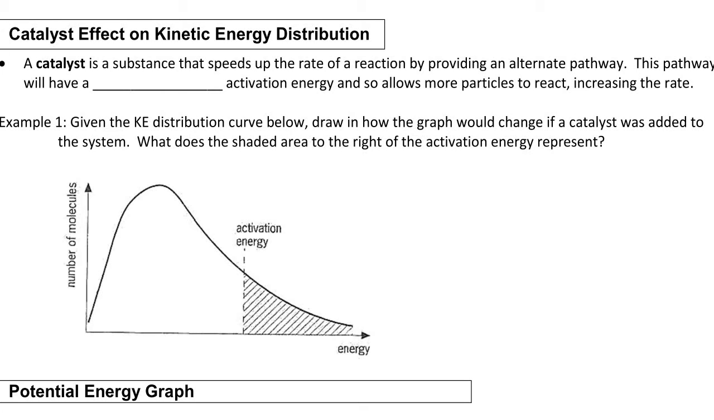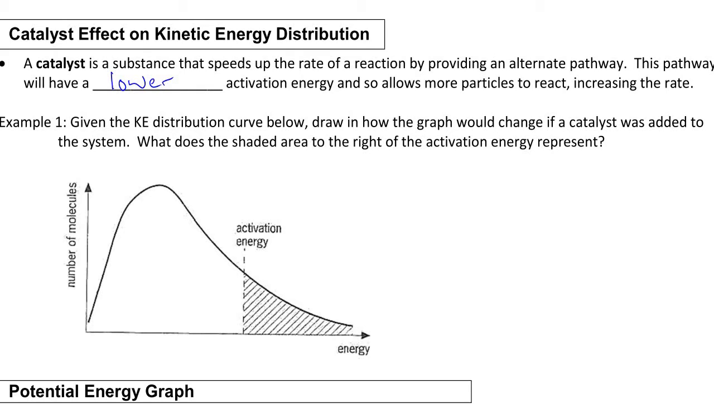Okay, guys, just looking at how a catalyst has the effect on kinetic energy distribution. So remember from earlier on in our rates notes, a catalyst is a substance that speeds up the rate of reaction, provide an alternate pathway. And therefore, the pathway that it creates will have a lower activation energy. This allows the reactants, the radicals, to react much easily and increases the rate of reaction.